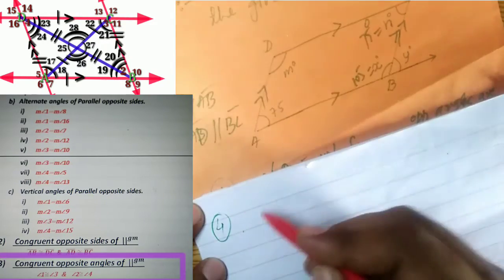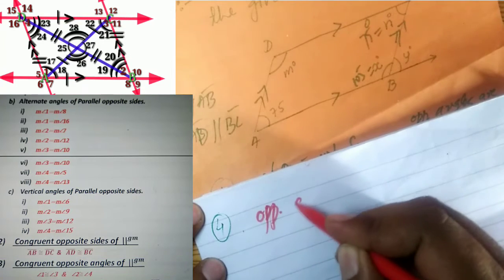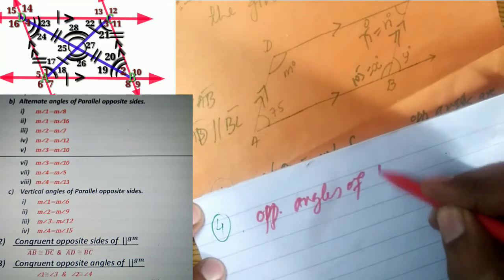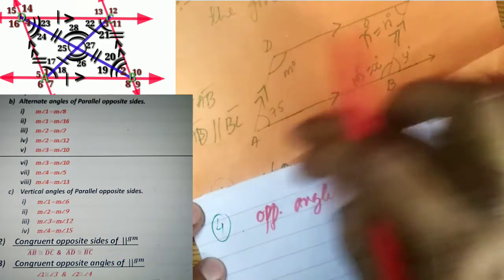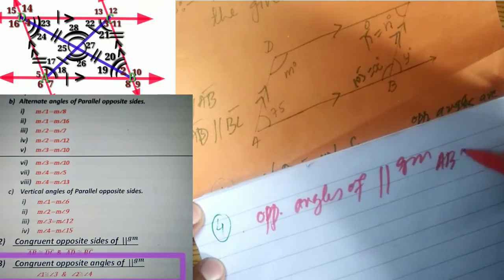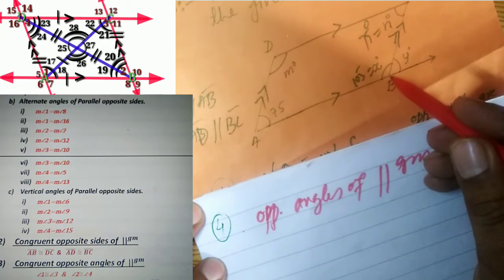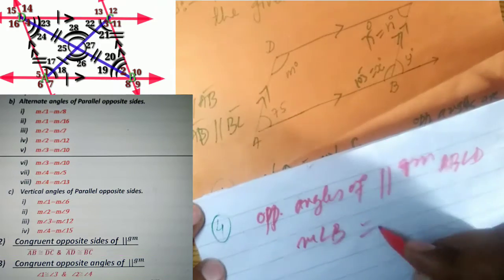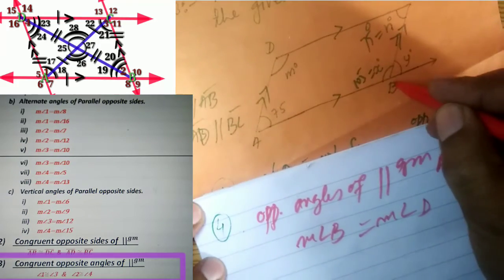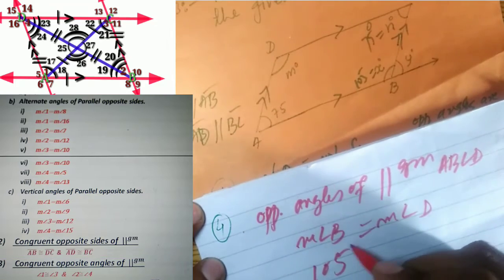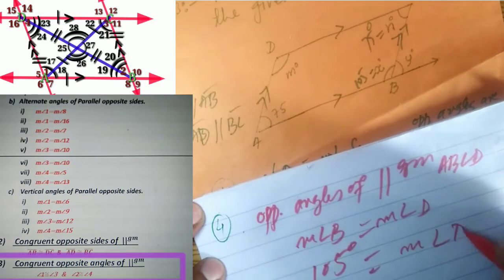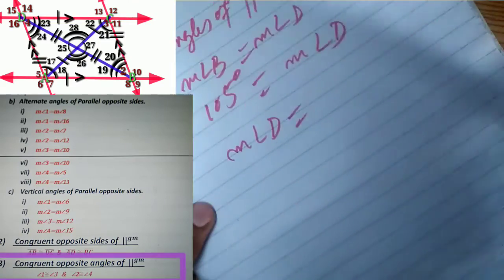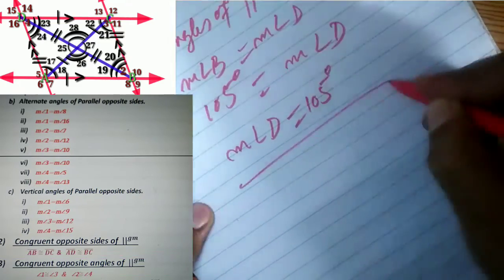So the opposite angles of parallelogram ABCD, measure angle B is equal to measure angle D. The value of measure angle B is 105 degrees. So measure angle D is equal to 105 degrees.